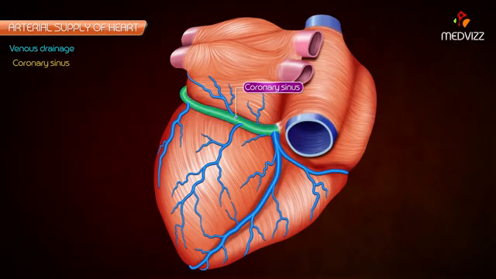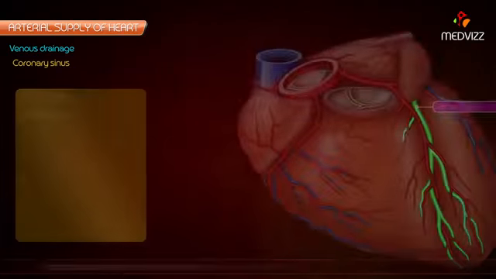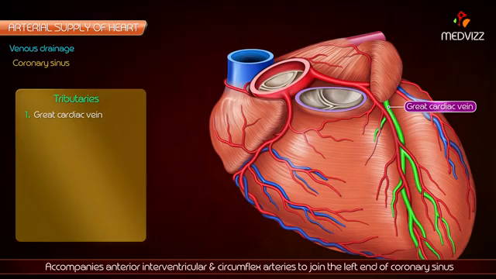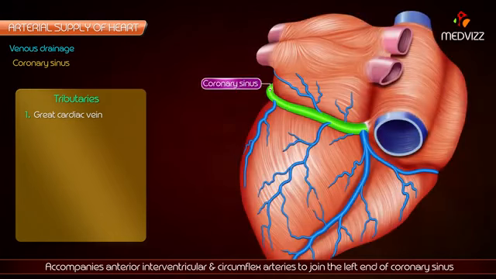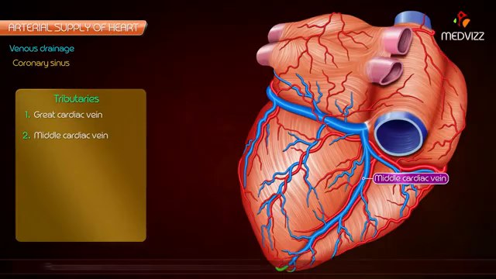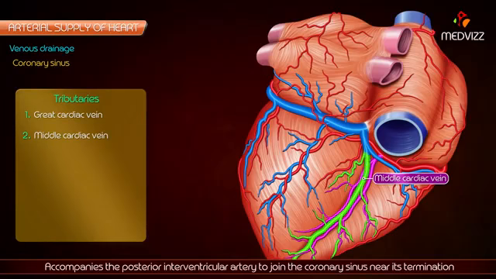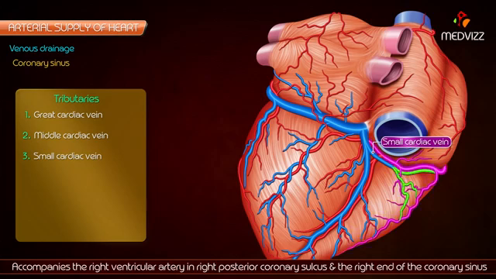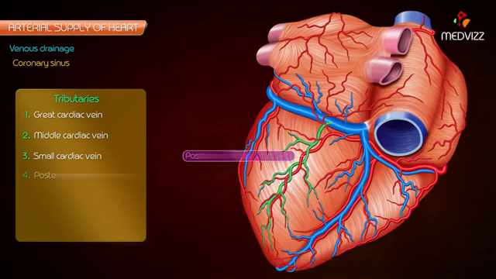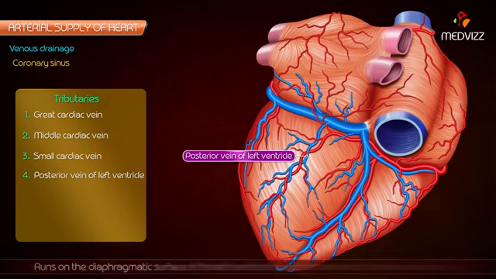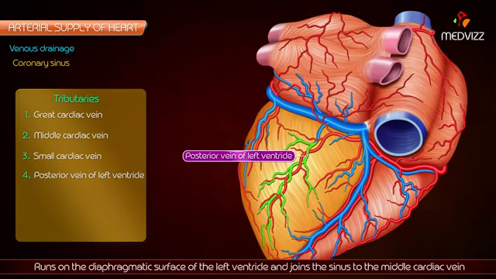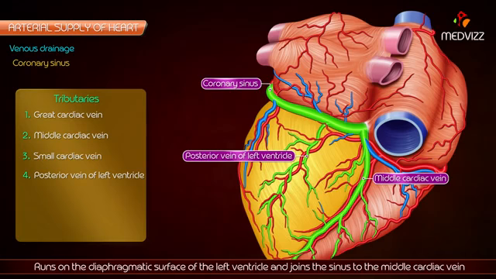Tributaries. The coronary sinus receives the following tributaries: great cardiac vein. It accompanies anterior interventricular and circumflex arteries to join the left end of the coronary sinus. Middle cardiac vein. It accompanies the posterior interventricular artery to join the coronary sinus near its termination. Small cardiac vein. It accompanies the right ventricular artery in the right posterior coronary sulcus and joins the right end of the coronary sinus. Posterior vein of the left ventricle. It runs on the diaphragmatic surface of the left ventricle and joins the sinus or the middle cardiac vein.